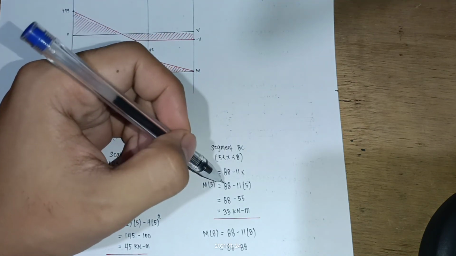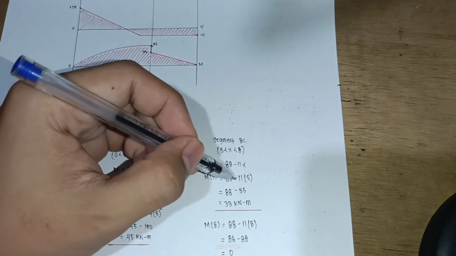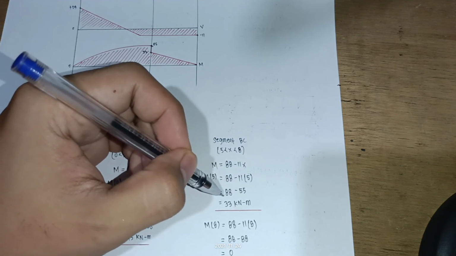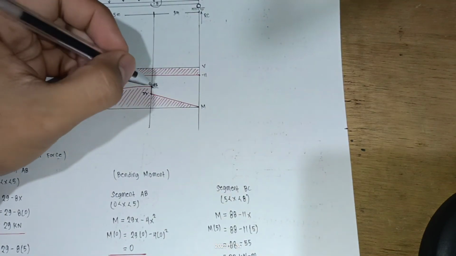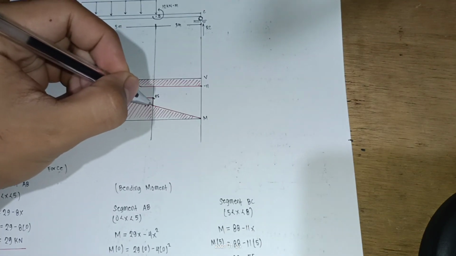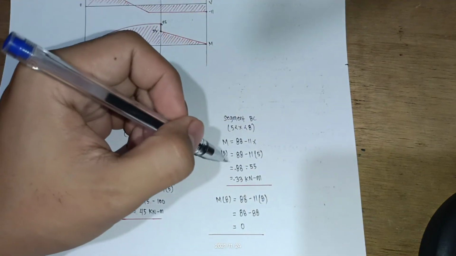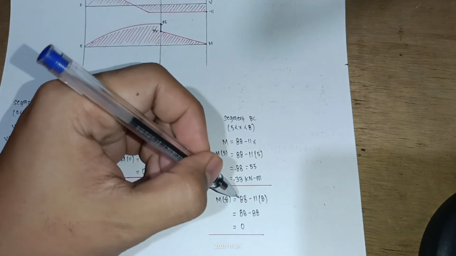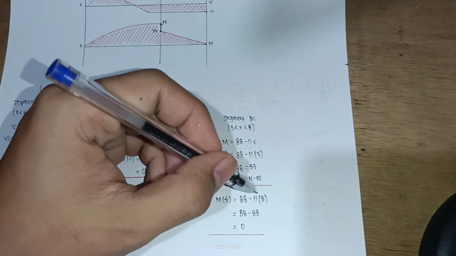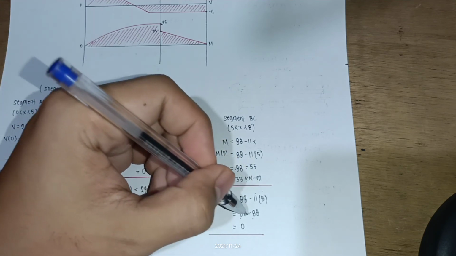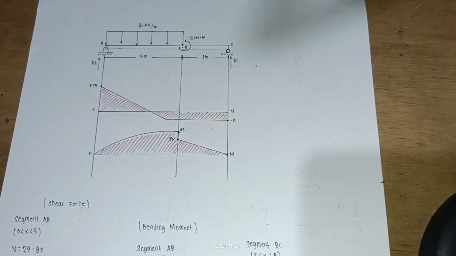Substituting x equal to 5, that is 88 minus 11 times 5, that is negative 55. Then 88 minus 55, that is 33 kilonewton meters. It will drop here to 33 kilonewton meters. Also, substituting x equal to 8, 88 minus 11 times 8, 11 times 8 is equal to 88. So 88 minus 88, that is 0. It will end here at 0.